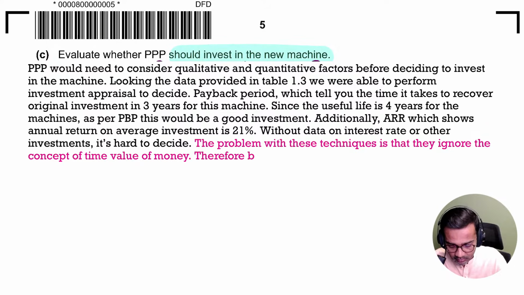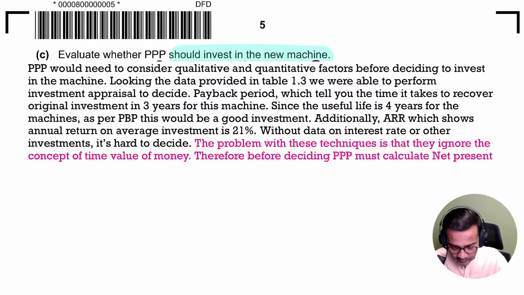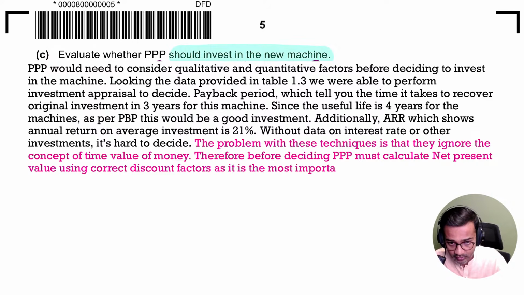Therefore, before deciding, PPP must calculate net present value using correct discount factors, as it is the most important calculation needed for the decision.